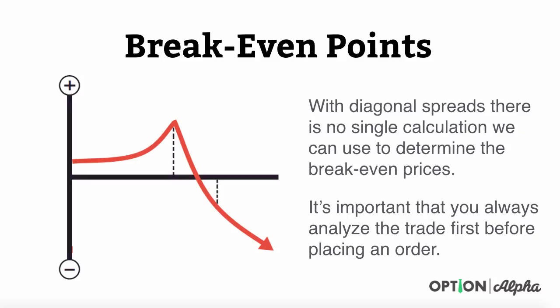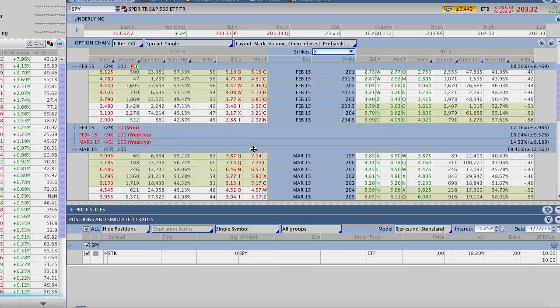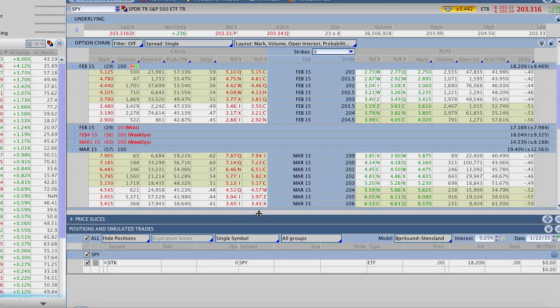Break-even points on diagonal spreads are a little bit harder to calculate. There's no single way to do it. So what we always say is that it's important that you analyze a trade first before you place an order. And so we're going to do that right now on our broker platform on Thinkorswim. We're going to look at SPY, which is currently open and trading. It's trading for about 203.37 right now. And what we're going to do is create a call diagonal spread that's going to have a little bit of a bearish tilt in how we think SPY is going to trade over the next month or so.